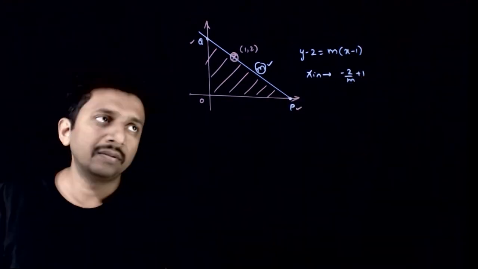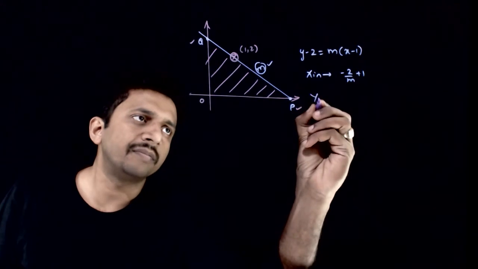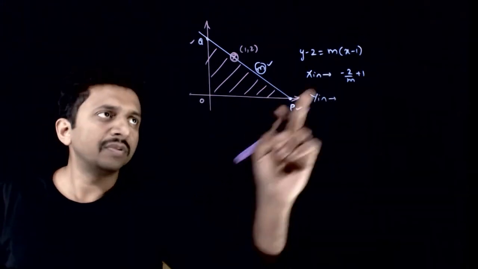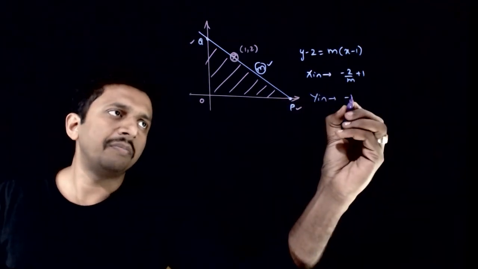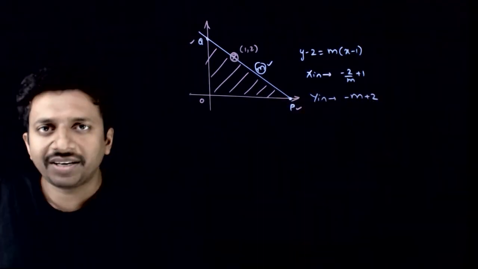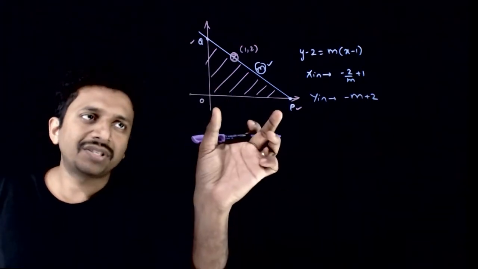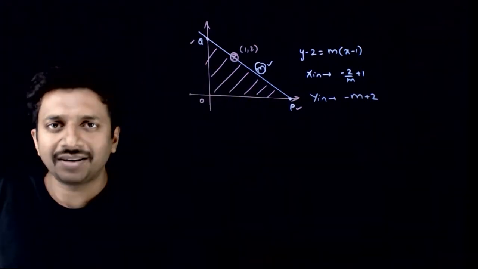That's the x-intercept. The y-intercept you get by putting x equal to 0. So you have minus m plus 2. That's the y-intercept. Now, what is the area of this triangle? Area of this triangle is half times x-intercept into y-intercept.